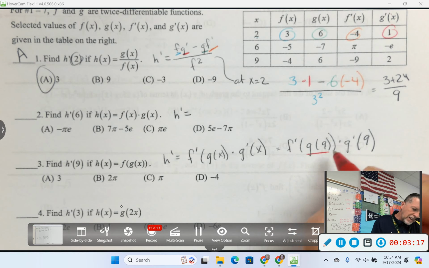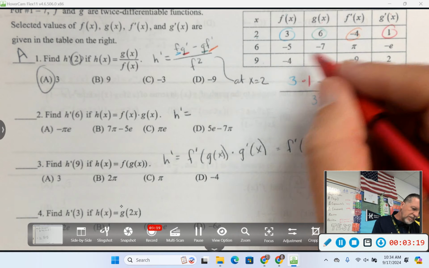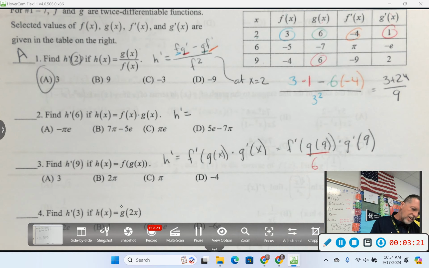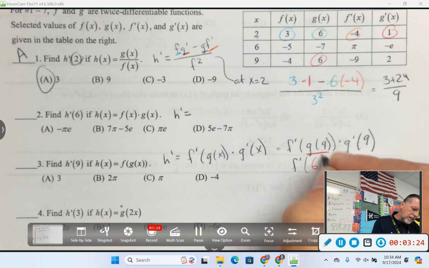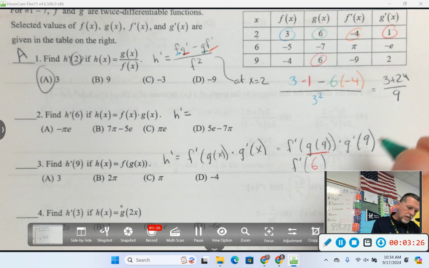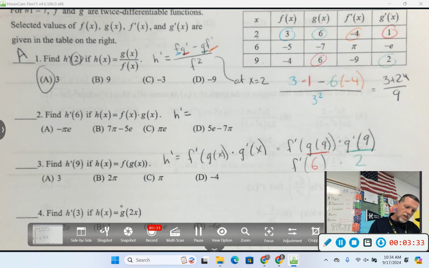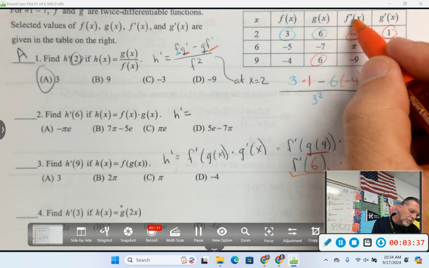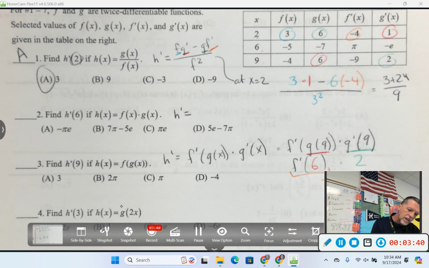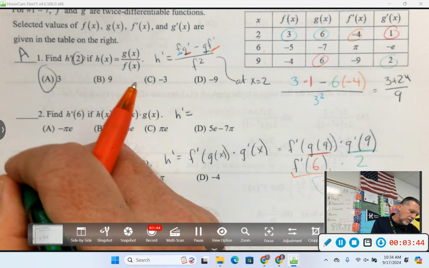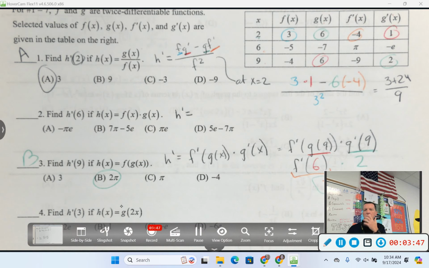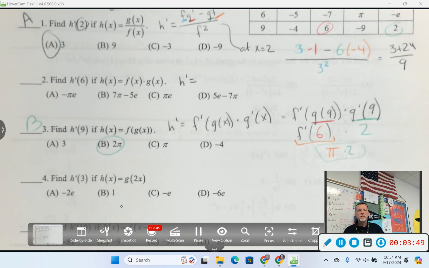Because we're taking answers and plugging them in elsewhere. G of 9 is 6. Then I need f prime at 6. G prime at 9 is 2. And then f prime at 6 is pi. So I sure hope 2 pi is an answer, and it is. Chain rule.